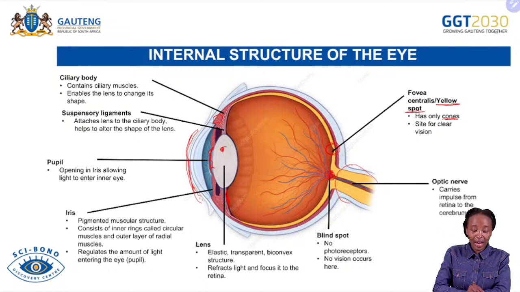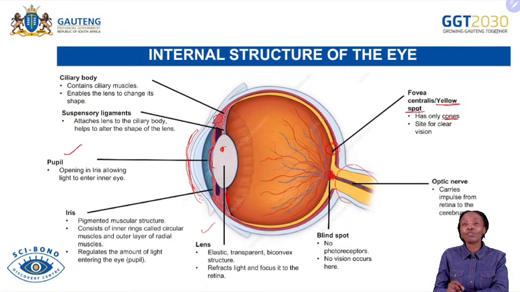Remember we said when the light enters, it goes through the cornea, it goes through the pupil, it goes through the aqueous humor to the lens, and then it goes through the vitreous humor at the back until it falls onto the retina. And then we said the retina has photoreceptors. Their function is to convert the light stimuli into the impulse. So once it falls onto here, then that impulse will be carried by the optic nerve into the brain, into the cerebrum of the brain, and that is where interpretation is going to take place.